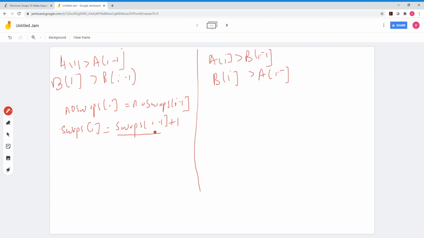Swaps of i minus 1 represents the cost to make both the arrays strictly increasing until the i minus 1th index with a swap at the i minus 1th index. One extra swap at the ith index makes it strictly increasing again and in order so that the arrays are proper. So therefore swaps of i is swaps of i minus 1 plus 1. This is sufficiently clear. Let's discuss the cases over here.